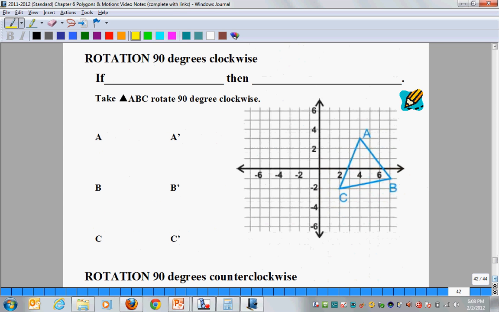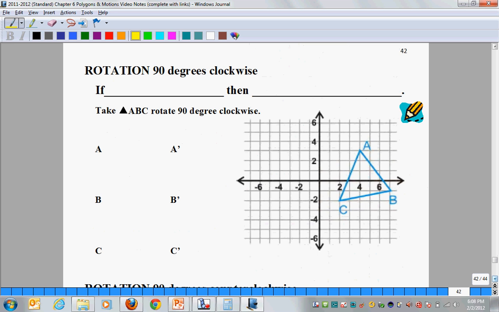Now rotation gets a little bit trickier. There are 3 rotations we're going to learn. We're going to rotate 90 clockwise, rotate 90 counterclockwise, and then we're going to rotate 180. So if we're going to rotate 90 clockwise, if you have x and y, clockwise.